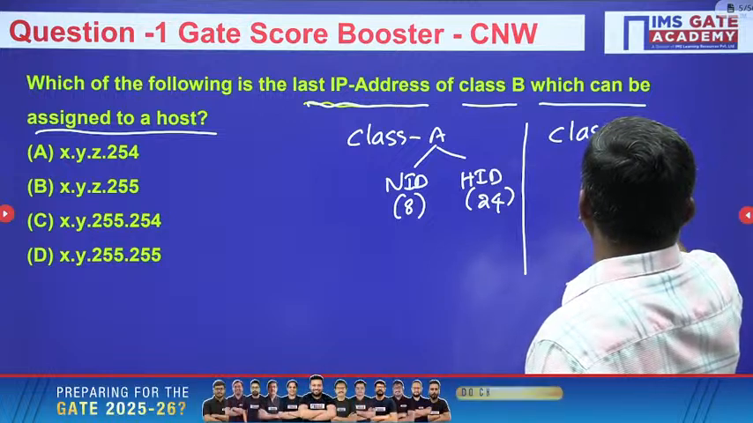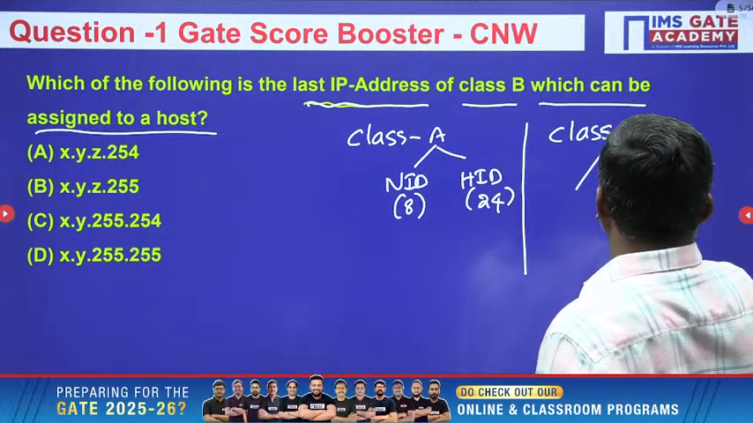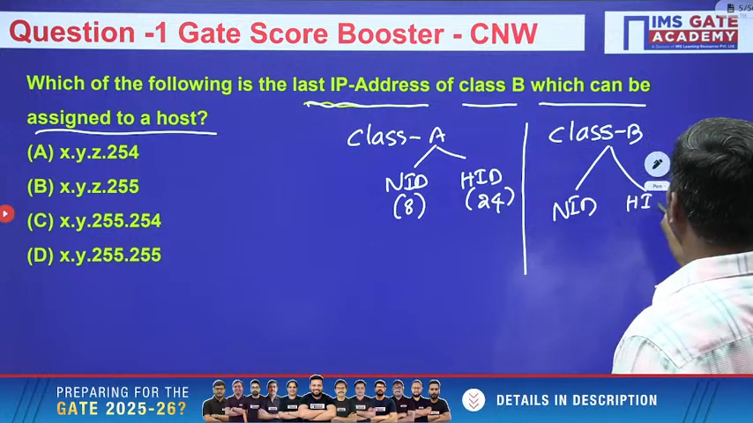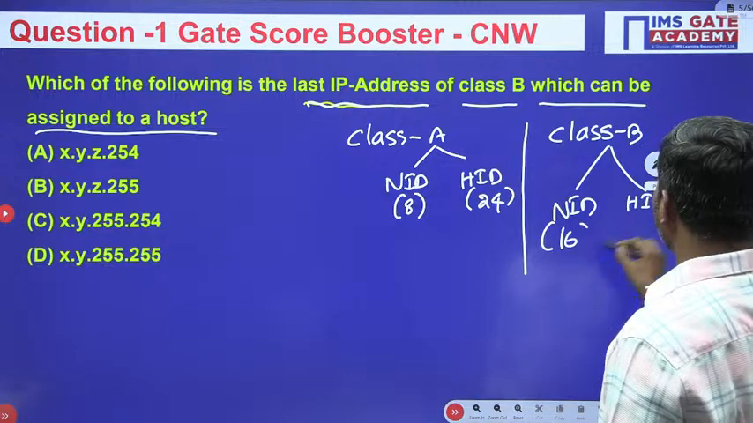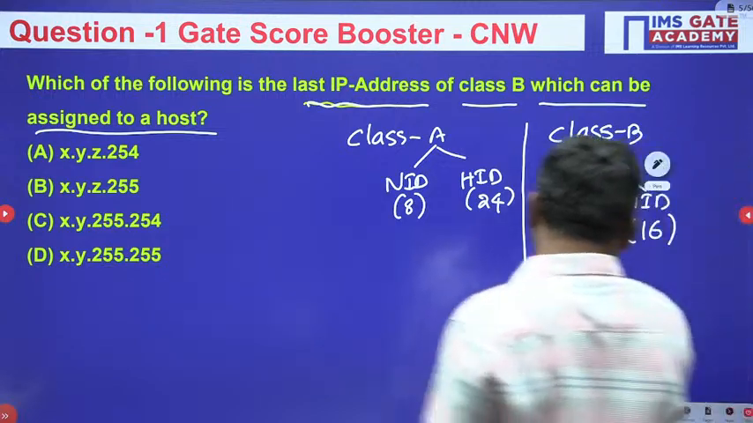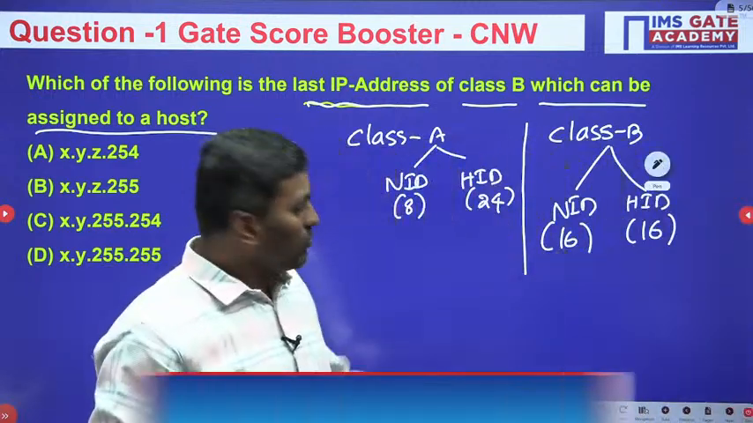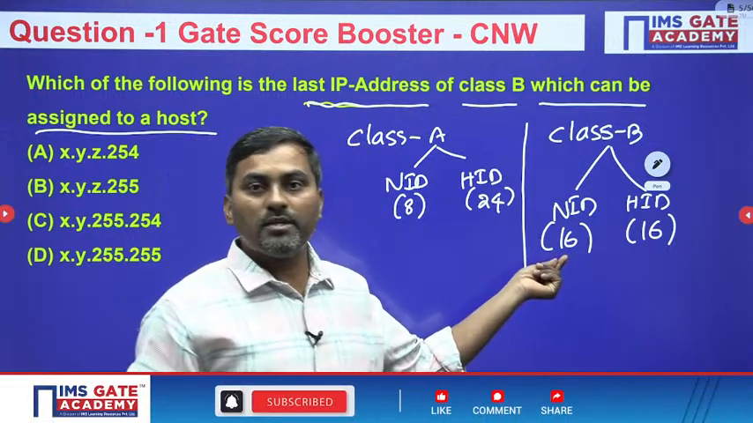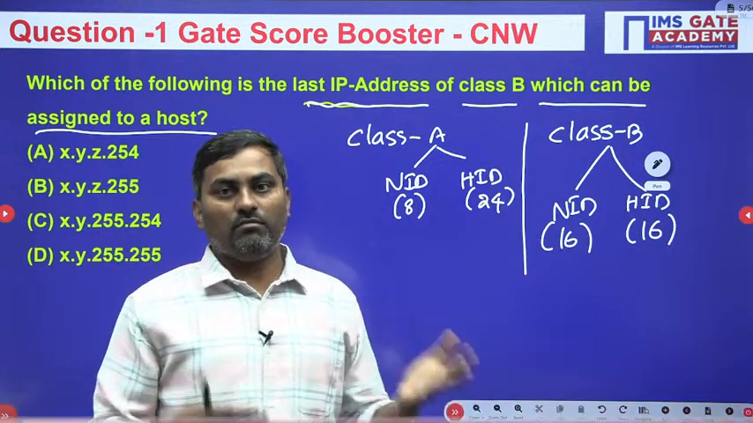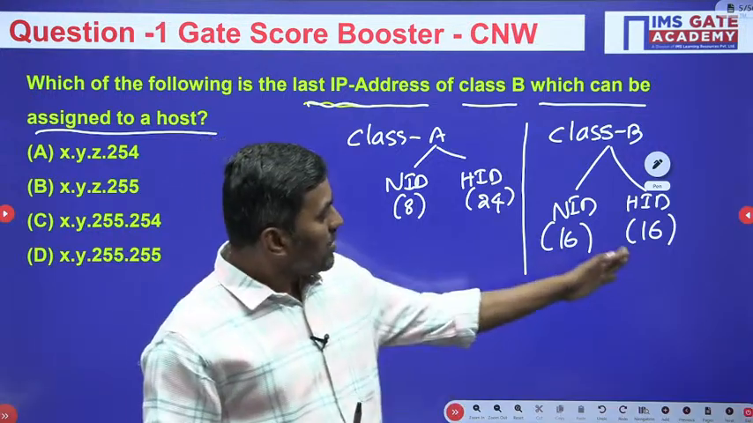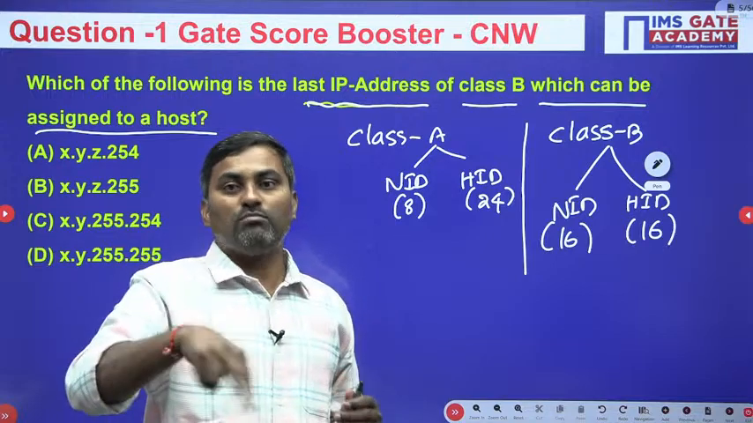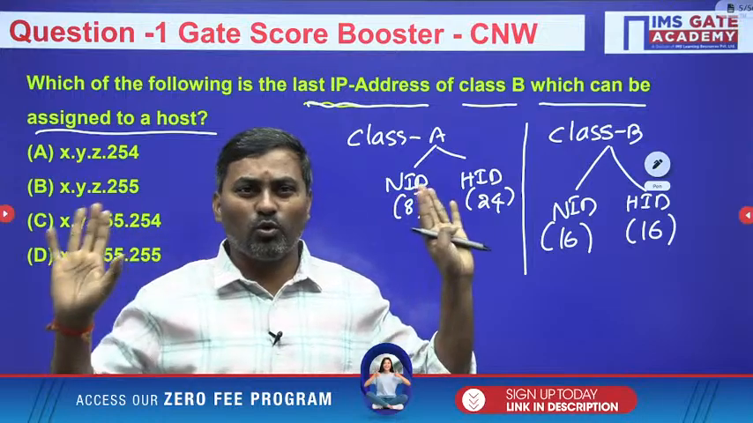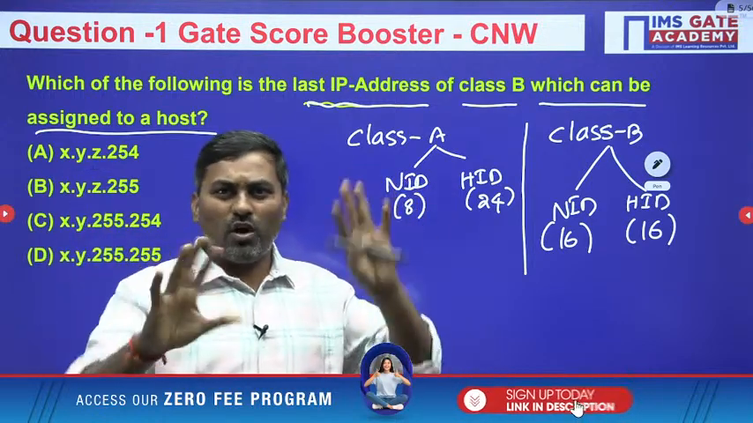When it comes to class B, again we have a network ID portion and a host ID portion, correct or not? Network ID has 16 bits and the host ID also has 16 bits. Out of these, 2 bits are reserved to define whether this is class B or not. Then 14 bits are available, so 2 power 14 networks are possible in class B. Now 2 power 16 minus 2 hosts, because the all zeros combination and all ones combination need to be ruled out. You already know these rules.